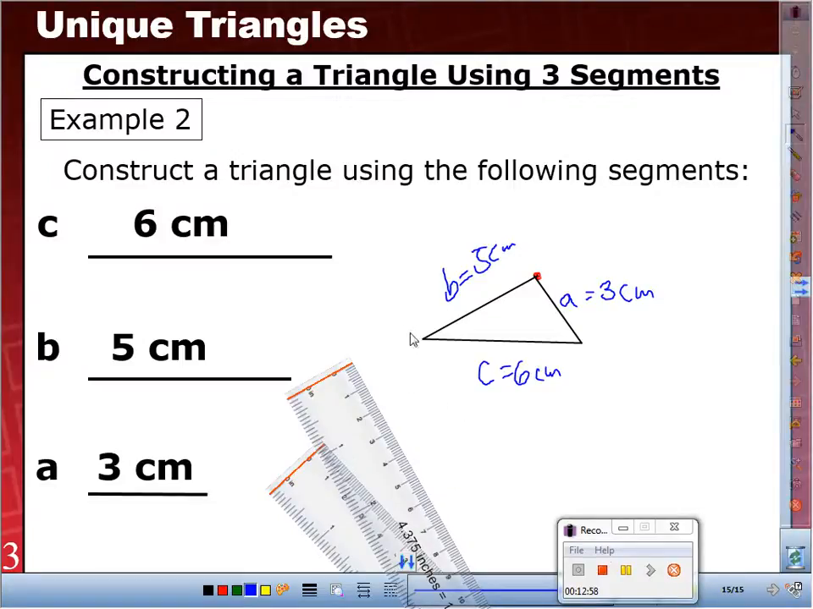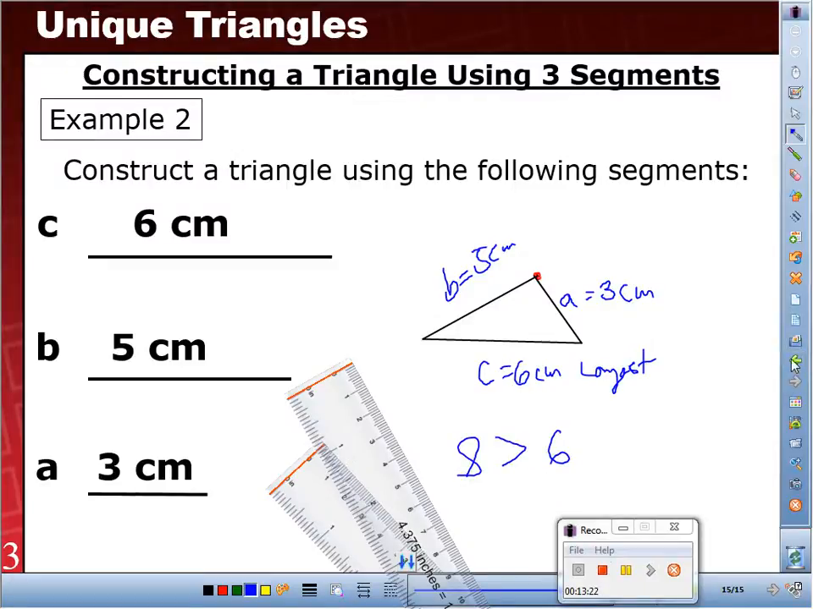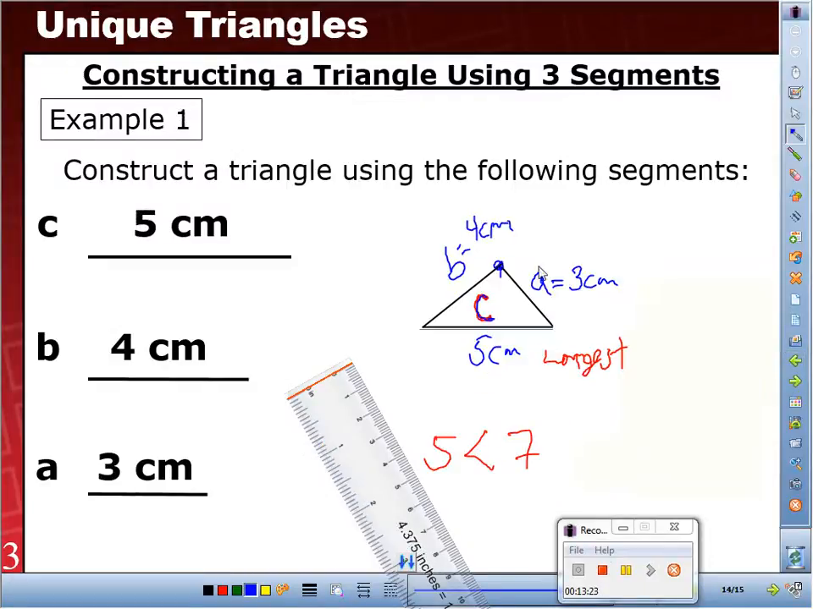And once again, let's make observations. Which is the longest side? C, longest. What are my two smallest sides? B and A. So what is 5 plus 3? 8. What is 8 compared to 6? It's greater than. Also in the previous one, we said that this was 7 and 5. 7 is greater than 5, right? All right, so far so good?